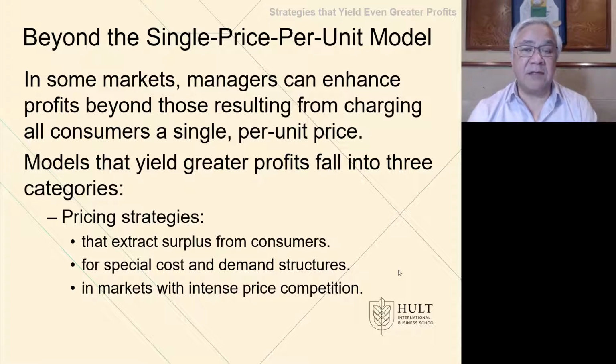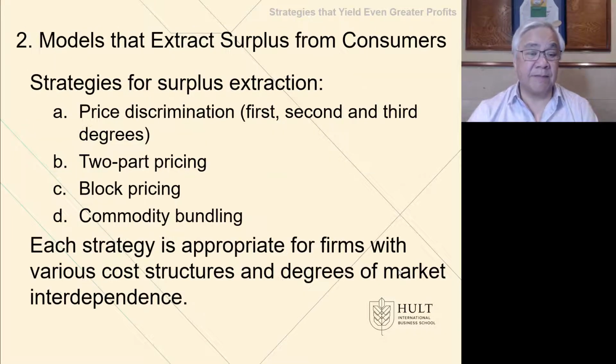The first is we have pricing strategies that extract surplus from consumers. Next is where there are special cost and demand structures. And third, where there are markets with intense competition. First, let's look at those that extract surplus from consumers. And within this group, there are four: price discrimination, two-part, block, and commodity. And each one is different based on circumstances that you face in your particular business.